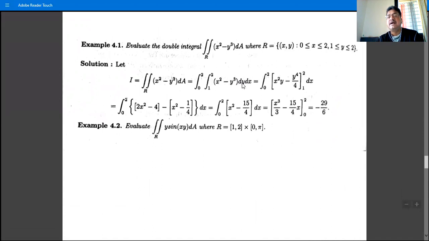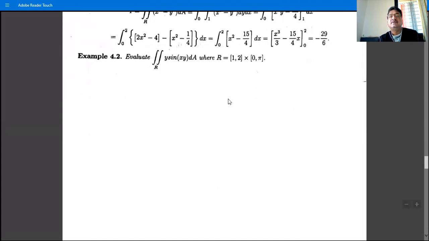So with respect to y, the integration is x cube times y minus y to the 4 by 4, from 1 to 2. X cube is constant. Then value at the upper limit, substitute y as 2, we have this value, and then y as 1, we have this value, and then its simplification is this. The integration with respect to x is x cube by 3 minus 15 by 4 times x from 0 to 2. Substitute the upper limit as 2, we have this answer. If you substitute x as 0, we have 0.